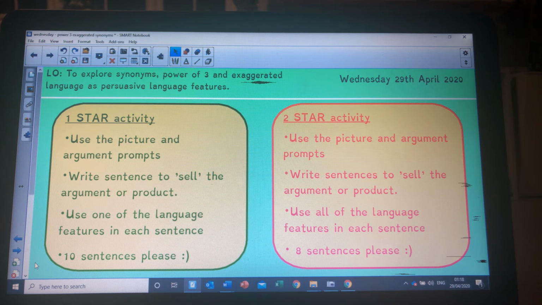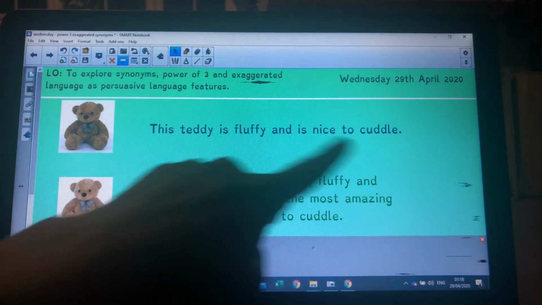So the 2-star activity today is nearly the same. It's just if you want a bit more of a challenge. Okay, so you're going to use the picture and argument prompts again. You're going to write sentences to sell me the argument or the product. But in each sentence, you're going to use all of the language features. Okay, not just picking one. You're going to use all 3 of them that we've talked about today in your sentences, just like I did with the teddy. Okay, so this is an example of the 2-star.